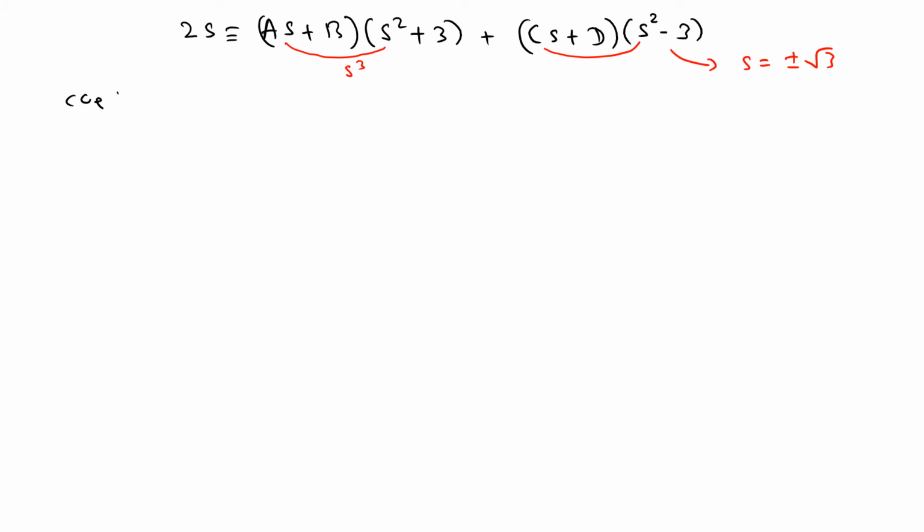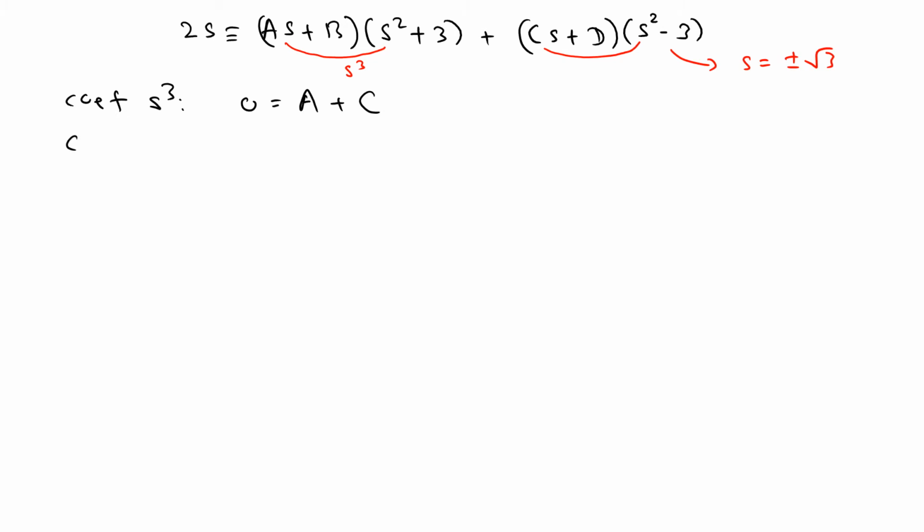So the coefficient of s cubed: you can see there is no s cubed term, which means the coefficient is 0. And then here when you multiply a s with s squared, you get a s cubed, so the coefficient is a. And on the other one, you get c s cubed, so the coefficient is c. Okay, that's the first equation.